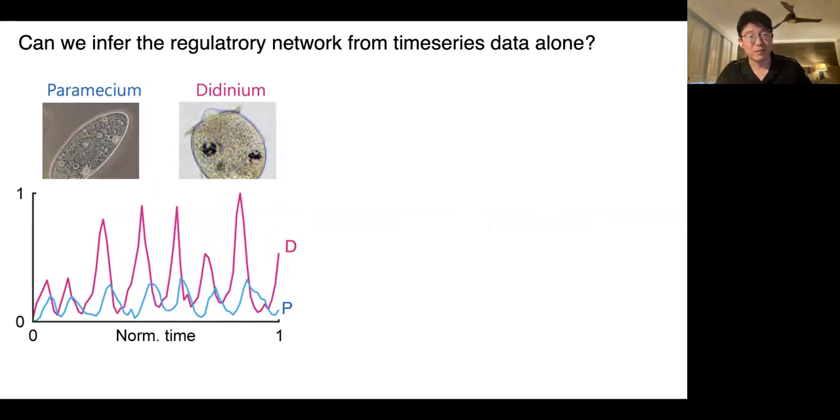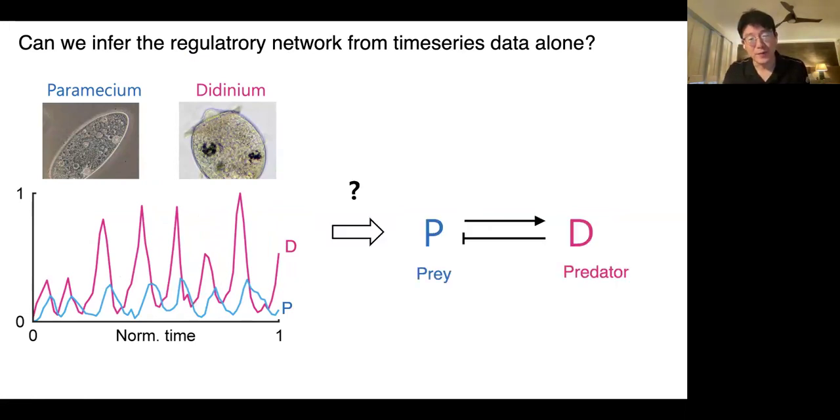In terms of ecology, what that means is, here is the time series data of the number of paramecium and dendridium. And just by measuring this time series data, we wonder whether we can infer their prey-predator relationship. So there is a positive regulation from the prey to the predator, because prey is food for the predator. And because the predator kills the prey, there is a negative regulation. So whether we can infer this regulatory network from this time series data is the topic I would like to discuss in the remaining time.